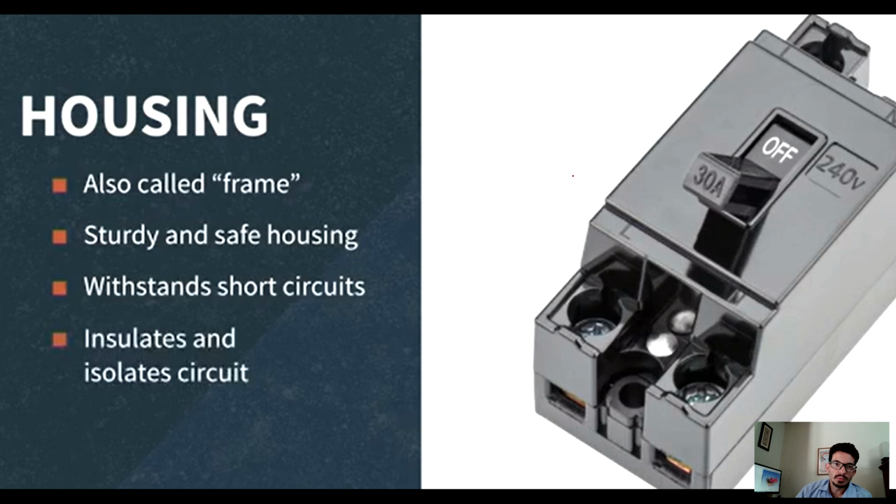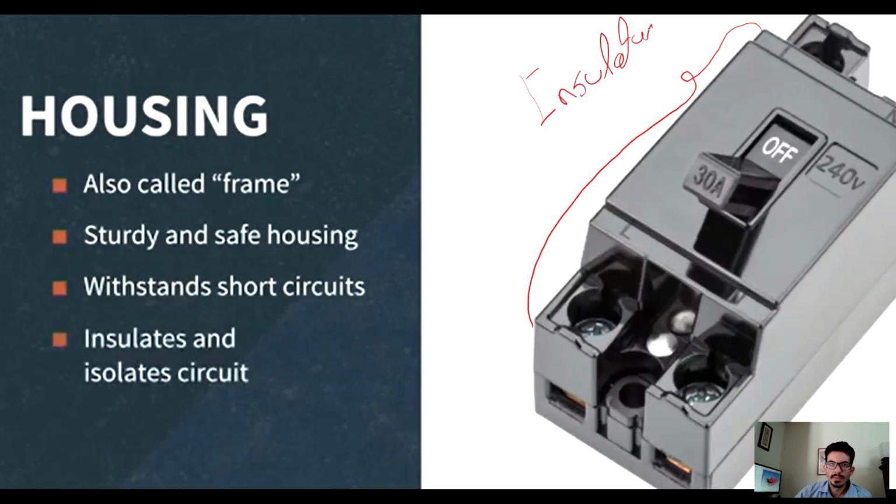Breakers have different parts. One part is the housing, also called the frame, which is made of a dielectric or insulator material, a plastic or some type of polymer. This is because you don't want electricity to flow through the casing. It is an insulator or dielectric material.